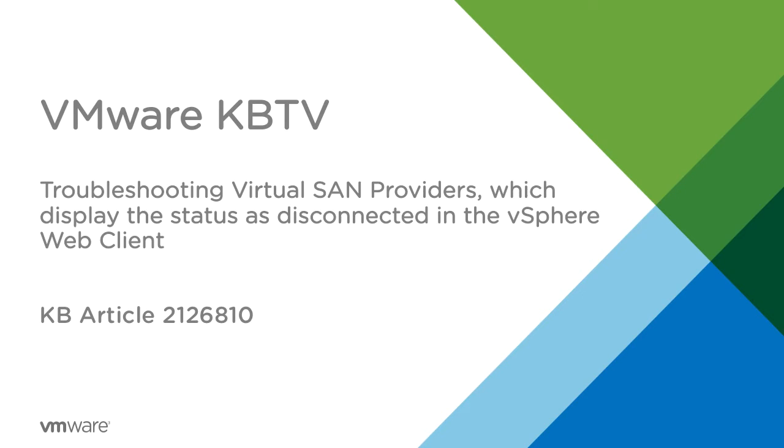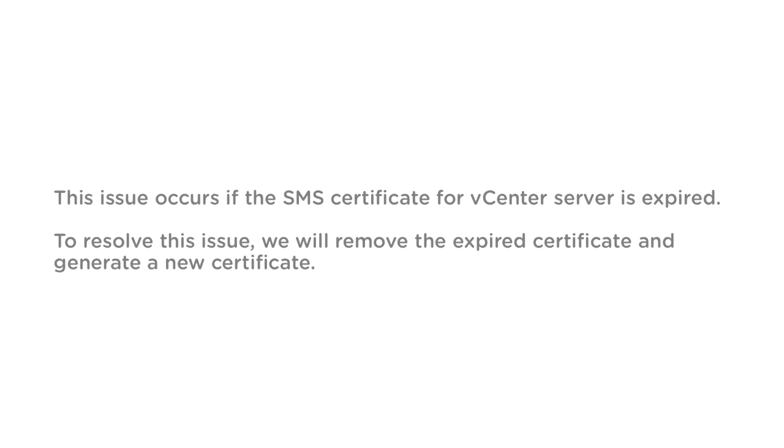In this video, we will look at troubleshooting virtual SAN providers, which display the status as disconnected in the vSphere web client. This video is based on VMware Knowledge Base article 2126810. This issue occurs if the SMS certificate for vCenter server is expired. To resolve this issue, we will remove the expired certificate and generate a new certificate.